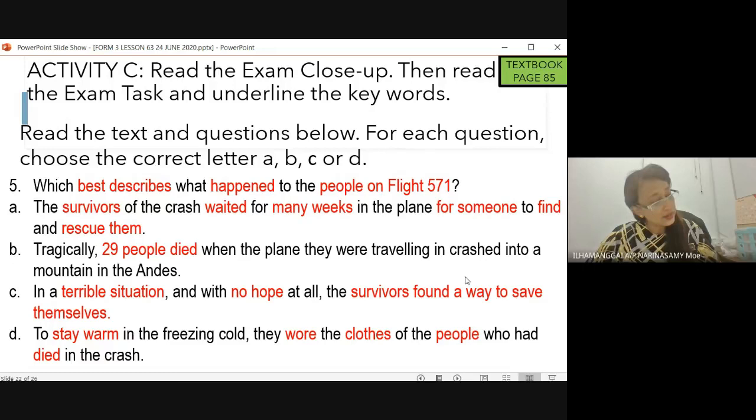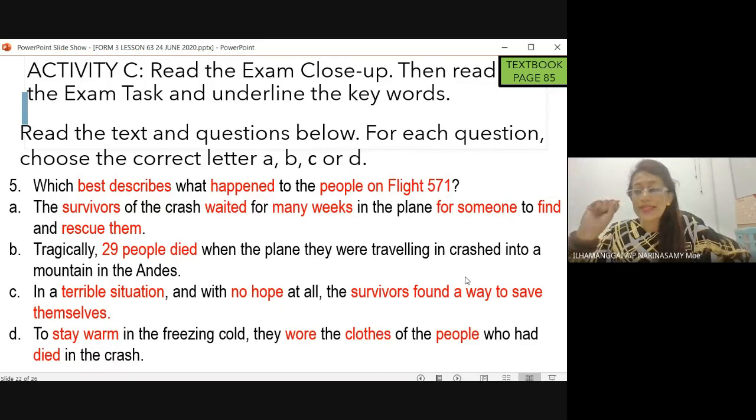Right? The last paragraph. And paragraph one. Yes, Charinya, paragraphs 1 and 7 would be the best to tell you what happened to the people on Flight 571. Paragraph 1 and paragraph 7, the last paragraph. So, okay, what would be the best answer then?